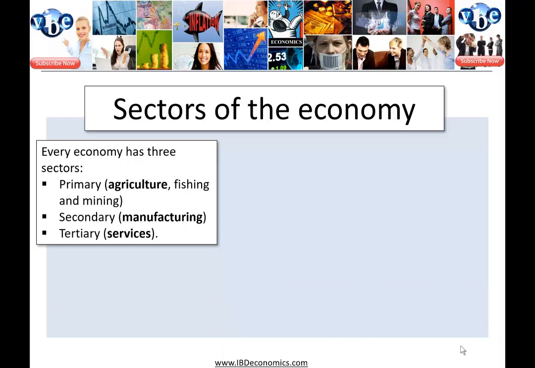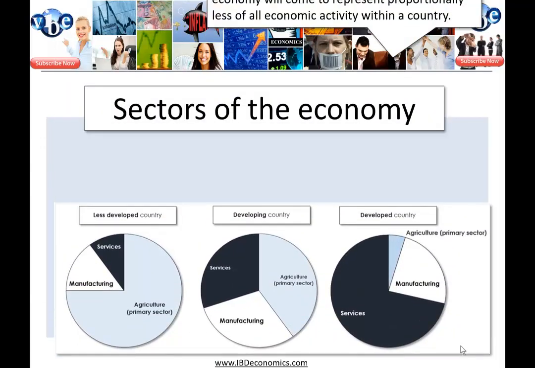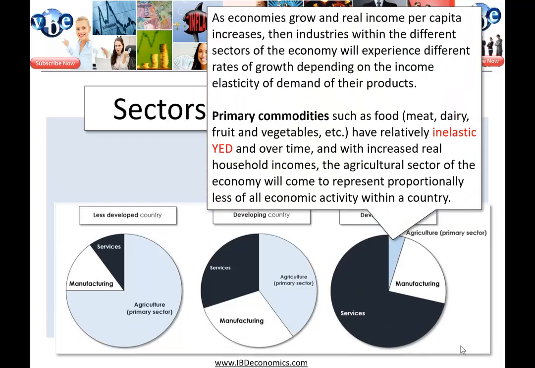So what does this mean? Now, as economies grow and real income per capita increases, industries within the different sectors of the economy are going to experience different rates of growth depending on the income elasticity of demand of their products. Primary commodities such as food have relatively inelastic YED, and over time with increased real household incomes, the agricultural sector of an economy will come to represent proportionally less of all economic activity within a country.